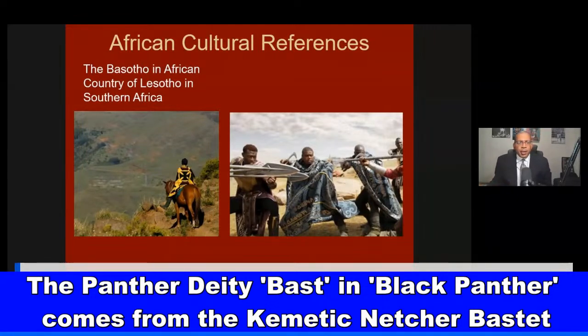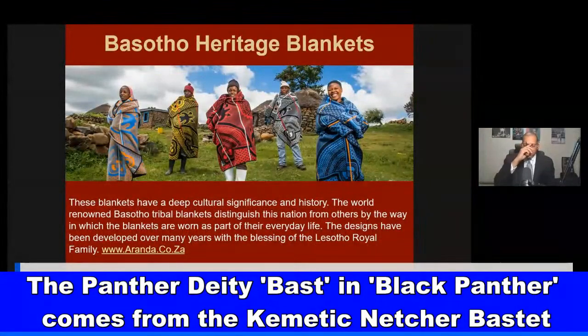The Basotho, who are from Lesotho, which is an enclave inside of South Africa, a country within a country, have these blankets that we saw incorporated into Black Panther. These are cultural blankets, the Basotho heritage blankets. These blankets have a deep cultural significance and history. The world-renowned Basotho tribal blankets distinguish this nation from others by the way in which the blankets are worn as part of their everyday life. The designs have been developed over many years with the blessing of the Lesotho royal family.